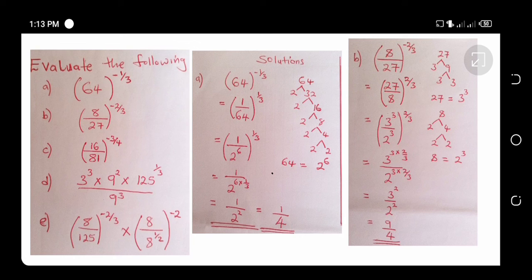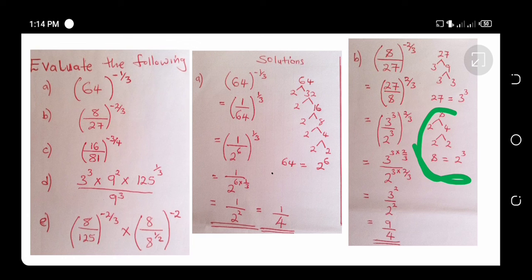Then let us look at B. It is similar. B, it is 8 out of 27, both of them raised to the power negative 2 over 3. So still here we have to get the reciprocal, which will become 27 divided by 8, and the power will become positive. Here you have to know the reason why we take the reciprocal is to make the power become positive. Then we prime factorize 27 to get 3 to the power 3, and also we prime factorize 8 to get 2 to the power 3.